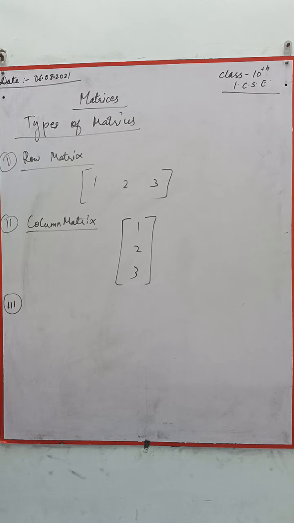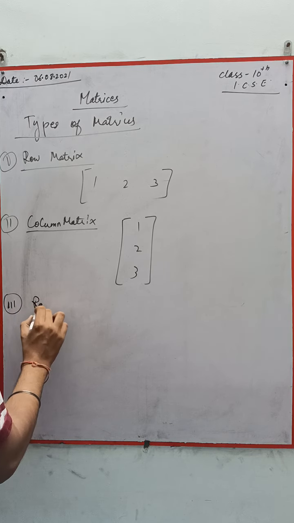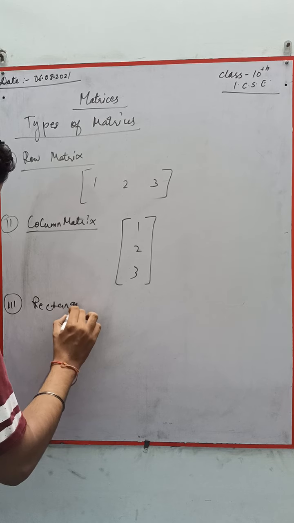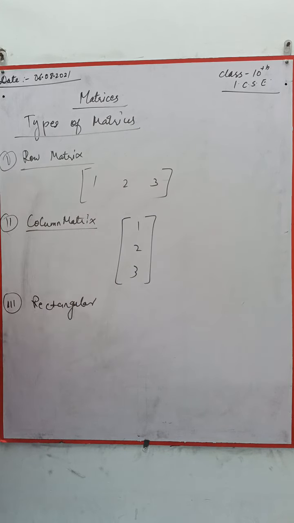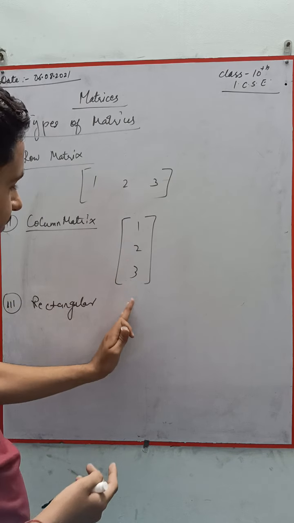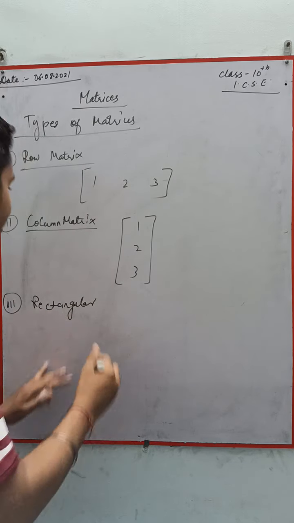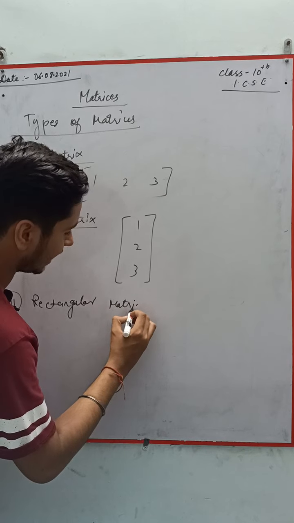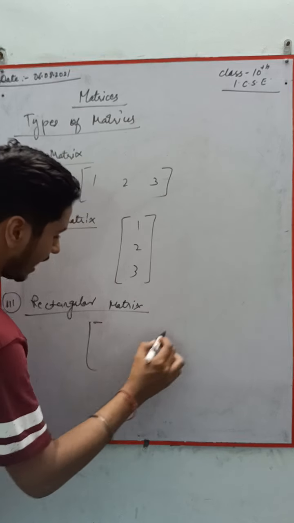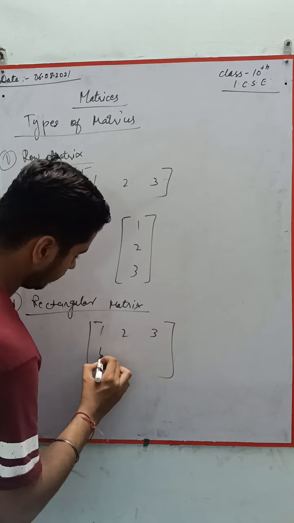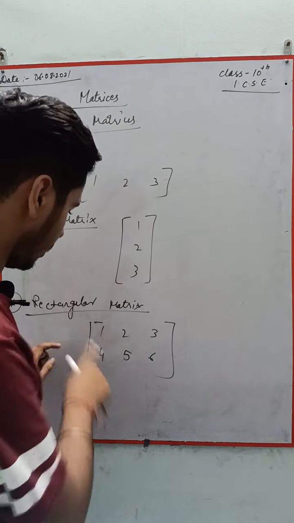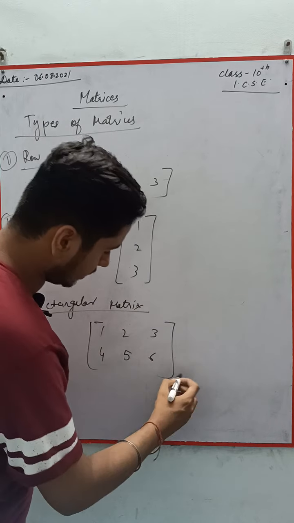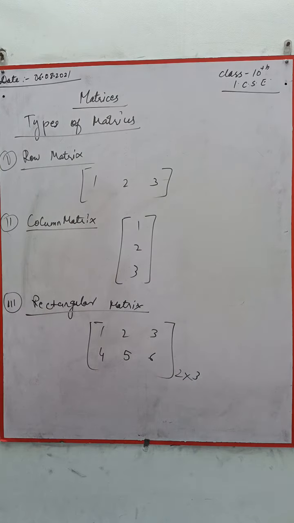The third type of matrix is the rectangular matrix. It is about shape. If your matrix looks like a row, then it is a row matrix, and if it looks like a column, it is a column matrix. Rectangular matrix means, can you understand a rectangle? If you have 1 2 3 4 5 6, doesn't this look like a rectangle? The order will be 2 cross 3.